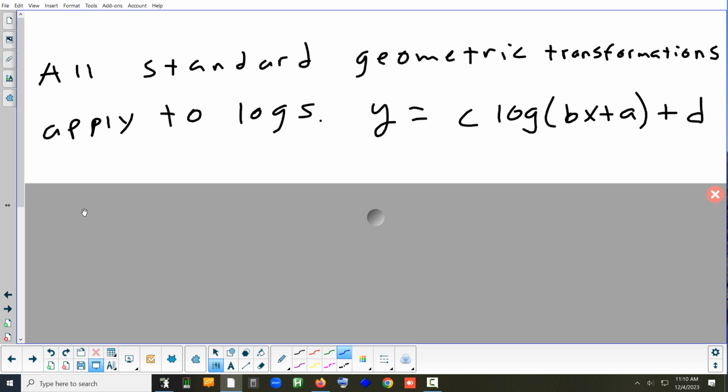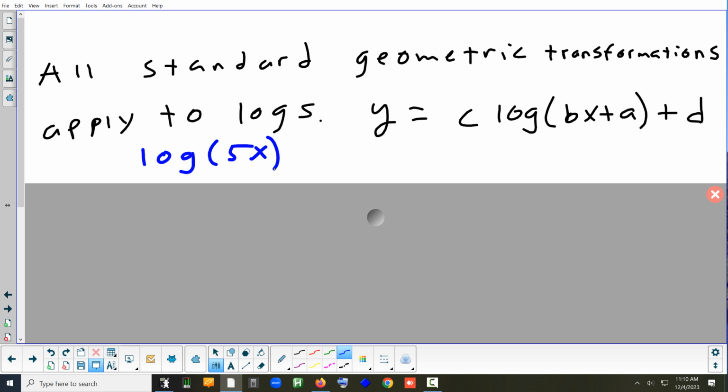Yep, that's your horizontal stretch or compression. If you put in a big number for B, what's a big number going to do? It's going to cause the graph to compress. So if you want to compress a log function horizontally, say by a factor of 5, do that. That's a horizontal compression by 5.